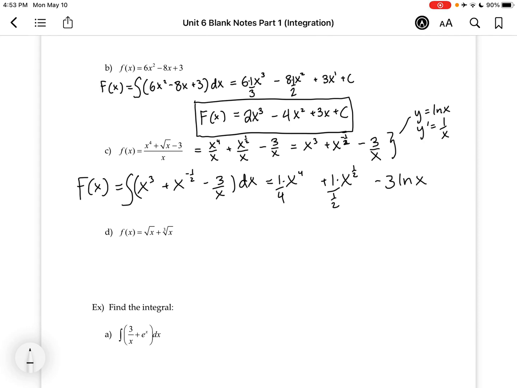Okay, and then of course we can simplify the first two terms a little bit. So I'm just going to write this as x to the 4 over 4. And then 1 divided by 1/2 is 2. So plus 2, and then maybe I'll write square root of x minus 3 ln x. Okay, so that's like our capital F of x.